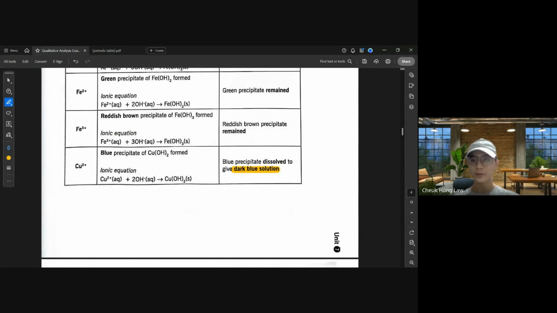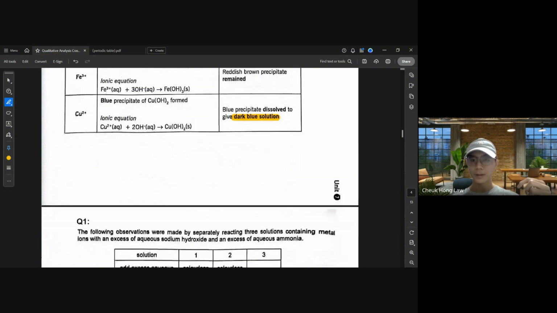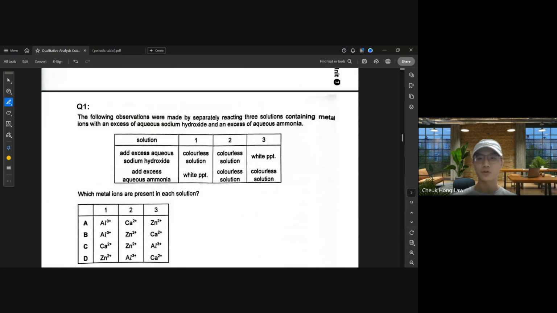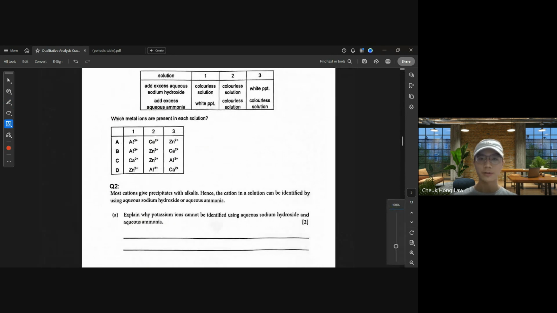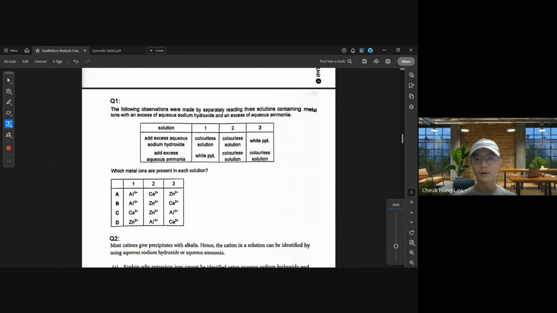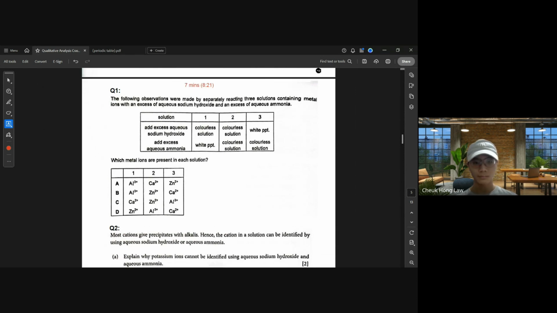Are there any questions so far? If not, can I have you try question 1 and 2? These two questions will be given 7 minutes. All right, we'll be going through question 1 now.